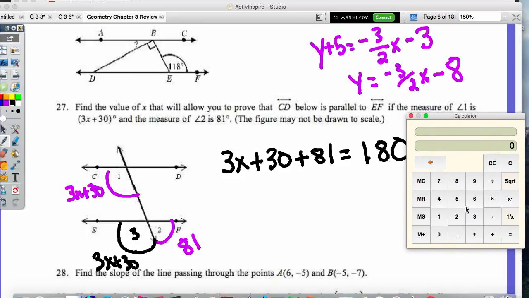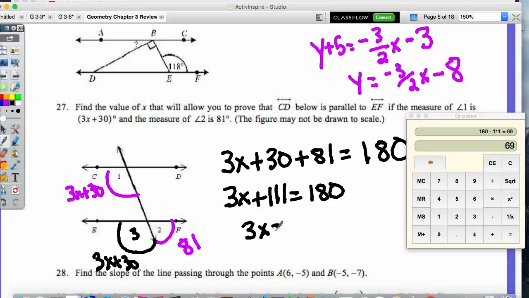We're going to use a calculator here. 30 plus 81 is 111, so 3x plus 111 equals 180. I'm going to subtract 111. So I have 180 minus 111 is 69. And that means that X is going to equal 23.